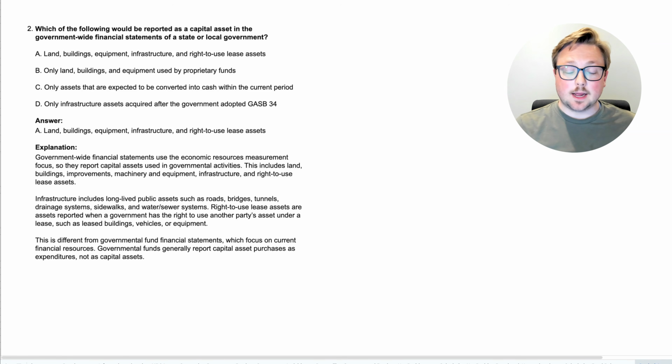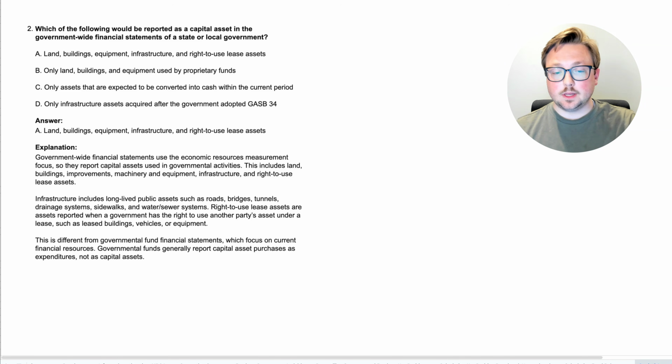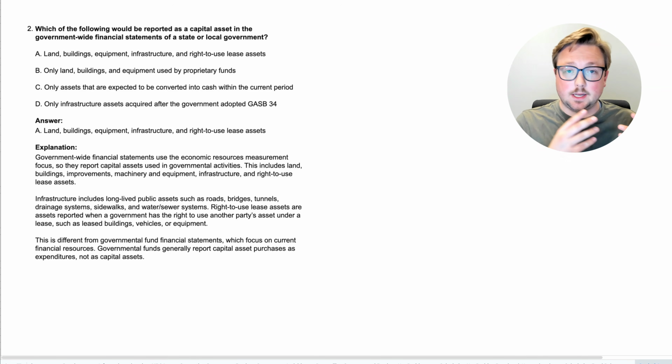Right-to-use lease assets are assets reported when a government has the right to use another party's asset under a lease, such as leased buildings, vehicles, or equipment. So again, especially the infrastructure is something you probably aren't going to see very much in normal accounting. But under government accounting, because they're keeping track of the roads and the sidewalks and all those different things, that's going to be considered infrastructure, and we'll learn a little bit more about the accounting for that in the next few questions.